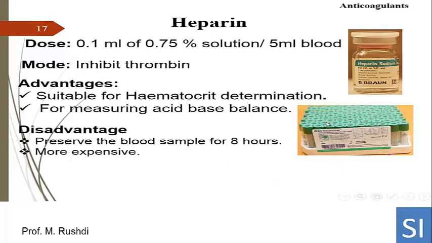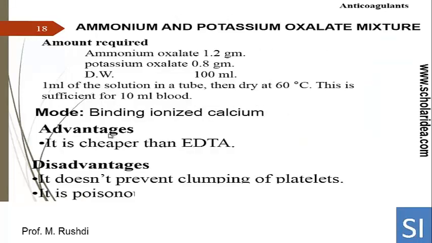We use the green cap vacuum tube. Heparin acts by inhibiting thrombin in the blood, so it prevents blood coagulation. Blood samples collected with heparin are suitable for hematocrit determination and for measuring acid-base balance. Disadvantages: it preserves the blood sample for only 8 hours and is more expensive than EDTA. However, heparin is the anticoagulant of choice for acid-base balance.